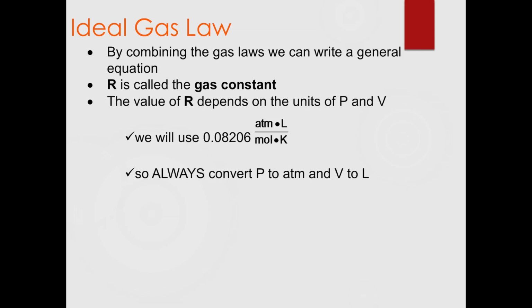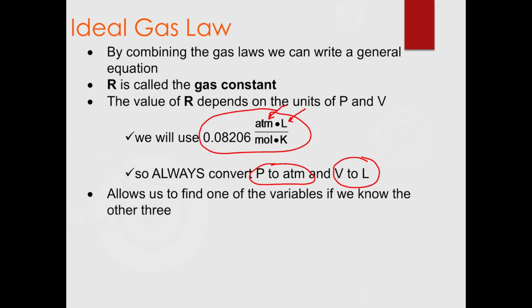So in order to just use one value for R in this class, we are always going to convert our units of pressure to atmospheres and volume to liters. And this is just for the ideal gas law. For the combined gas law, you can use other units, like milliliters or millimeters of mercury, as long as you're being consistent. But here, because we're going to use this value for R, 0.08206 atmospheres liters over moles Kelvin, we're always going to need to use atmospheres and liters. If you were to use other units, you would have to use a different value for R.